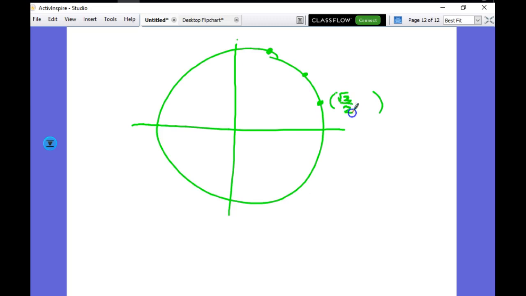Oh, thank you. Radical 3 over 2 and 1/2. And this one was 1/2, radical 3 over 2. And this one was... Okay, now guys, this circle is symmetrical.